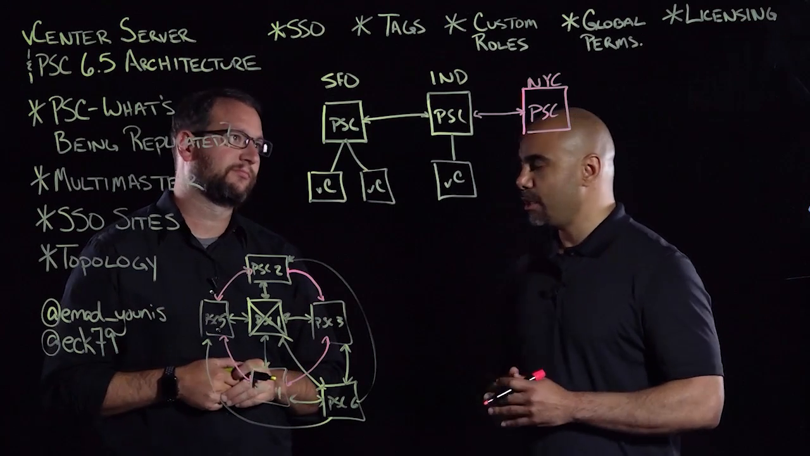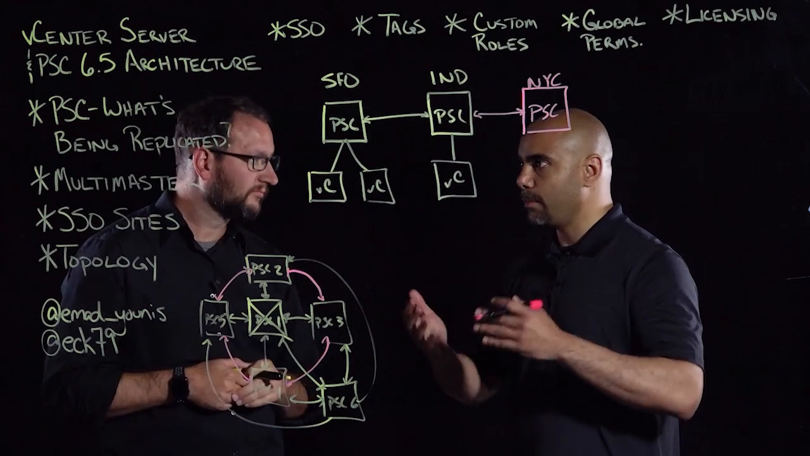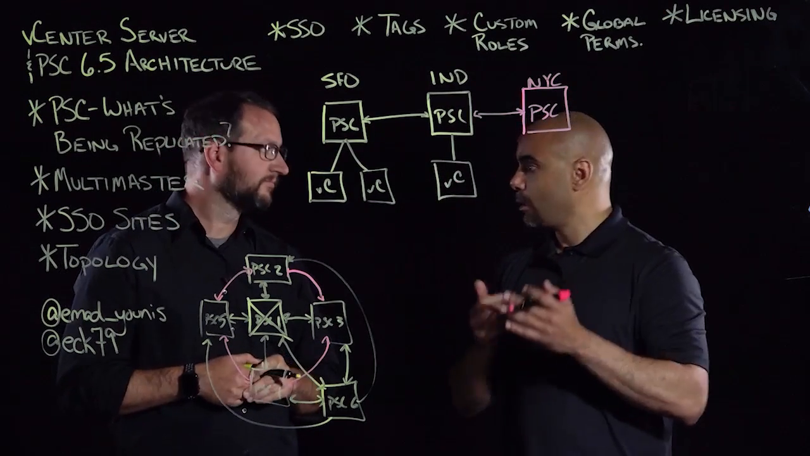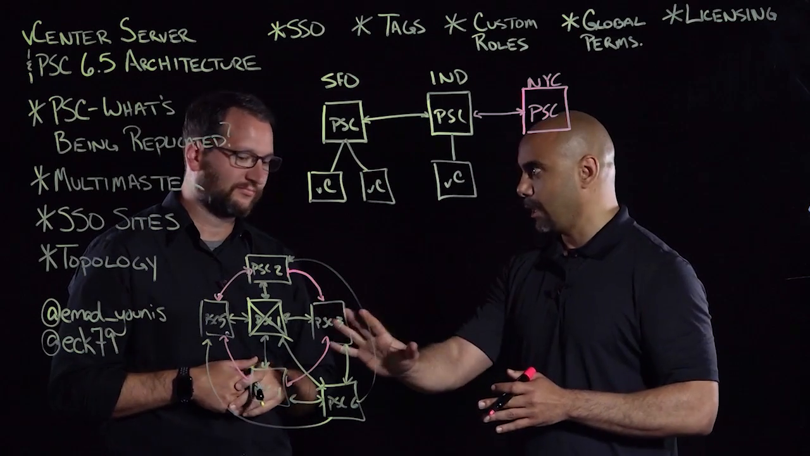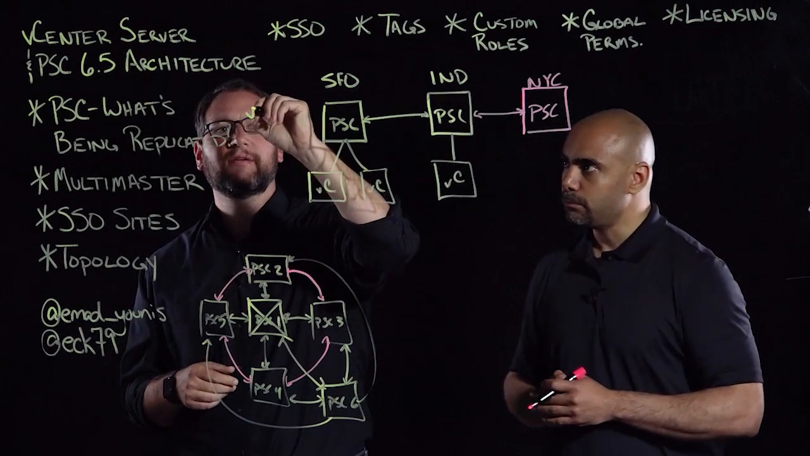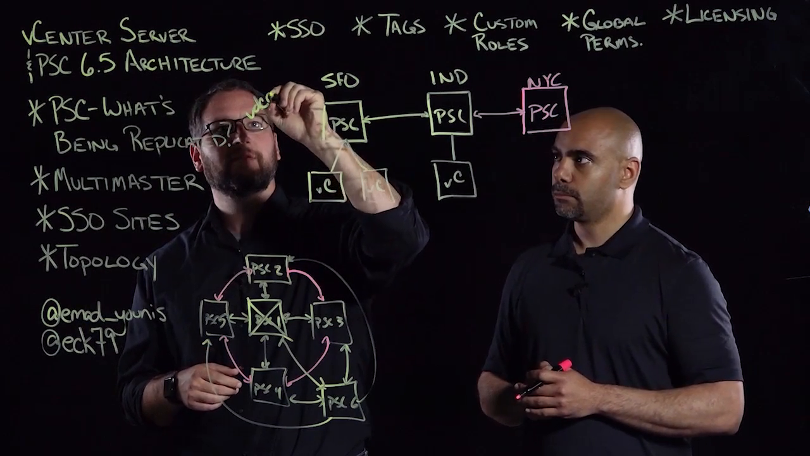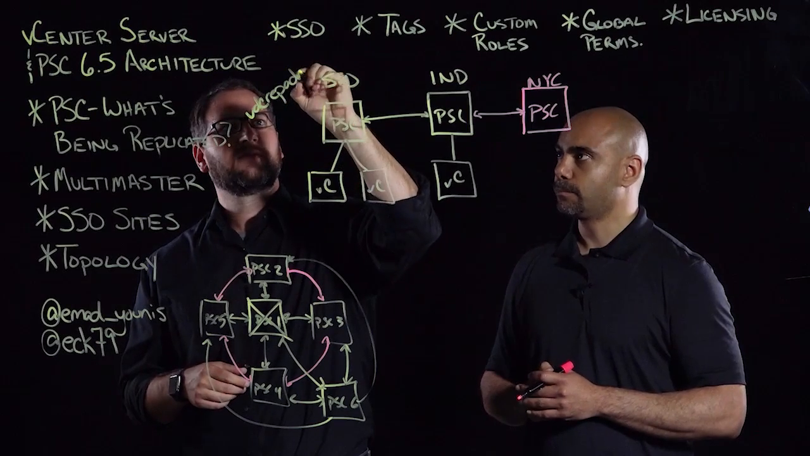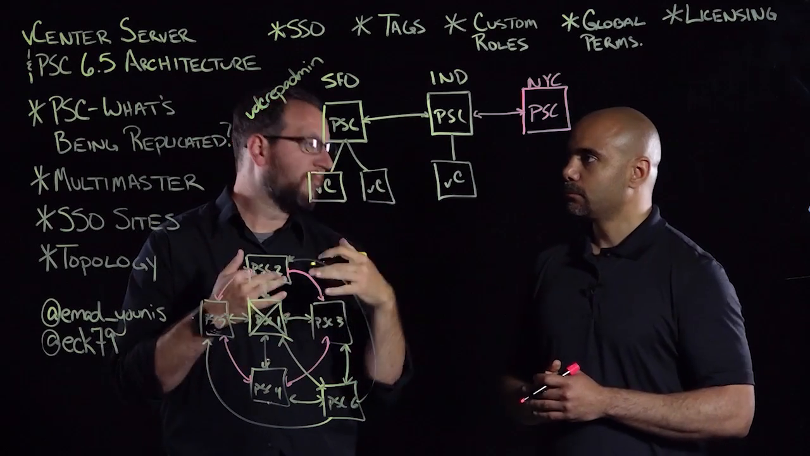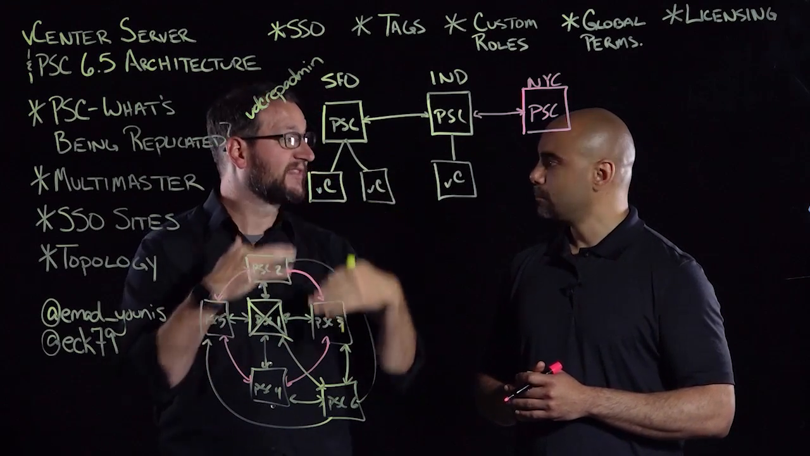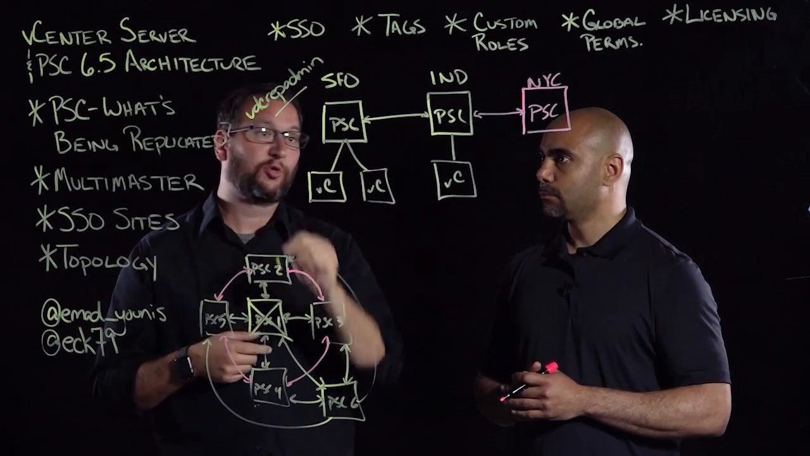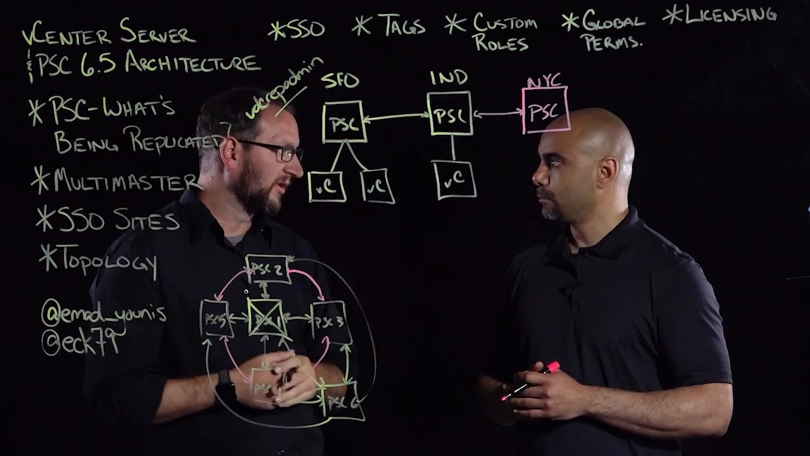Is there a way for me to see these replication agreements? I mean, we talk about them, but how can I see what I have? What should I use? Yeah, great question. There's a command called vdcrepadmin that we can use to not only view and monitor the replication agreements and the status of each of those agreements, but we can also use this command to create and destroy replication agreements.